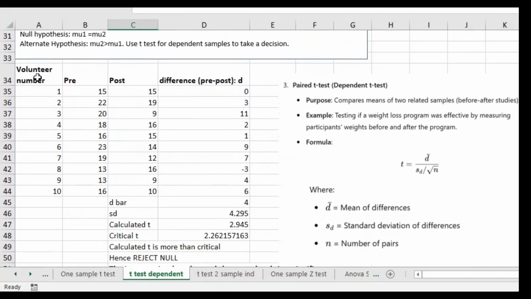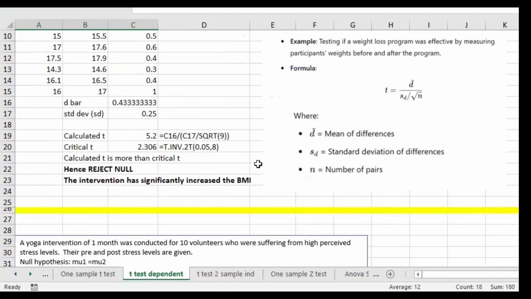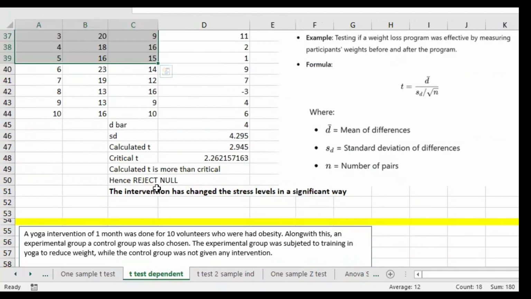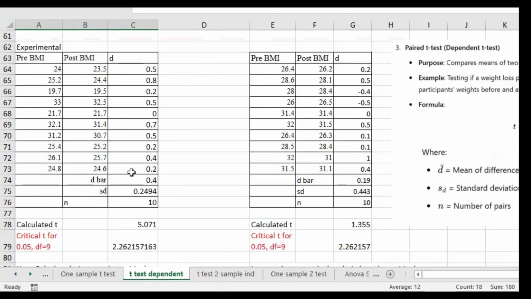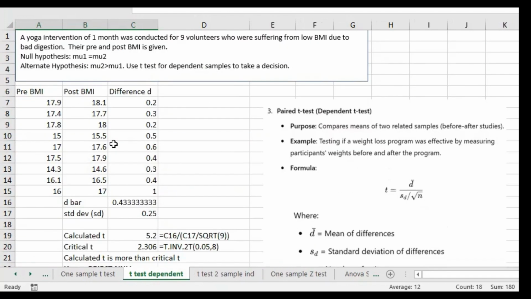Other examples are here. We can use this one. You can use this one. There are 3 more examples. You can solve them yourself and see whether you're getting the same answers. So make a copy of the data, put it in another Excel sheet, copy paste there, do the calculation and see. So many are there. I got 3, 4 of them. So please practice using these methods. I have already shown you. So that is the end of the t-test dependent example.